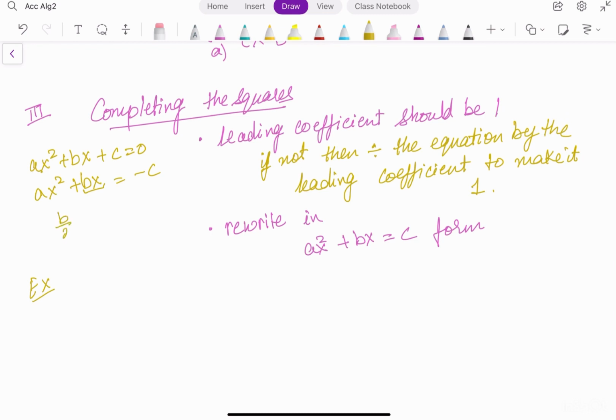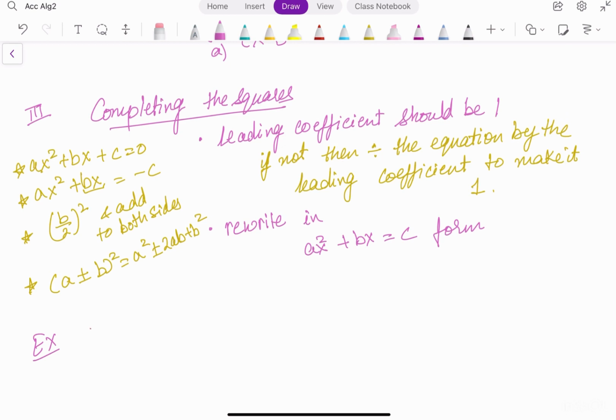Once that is done, we will take half of b, square it, and add to both sides. And if you remember from Algebra 1, you have learned the binomial expansion, which says (a plus b) whole squared is nothing but a squared plus 2ab plus b squared. So you will need this property to solve completing the square. This is the only thing that you need to remember. Rewrite this equation, take half of b, square it, and add to both sides, and then use (a plus b) whole squared. Let's take one example.